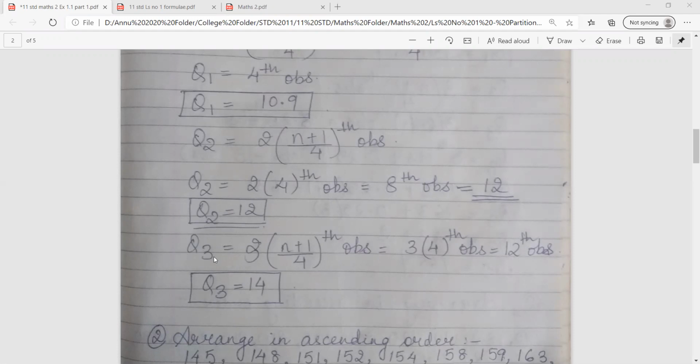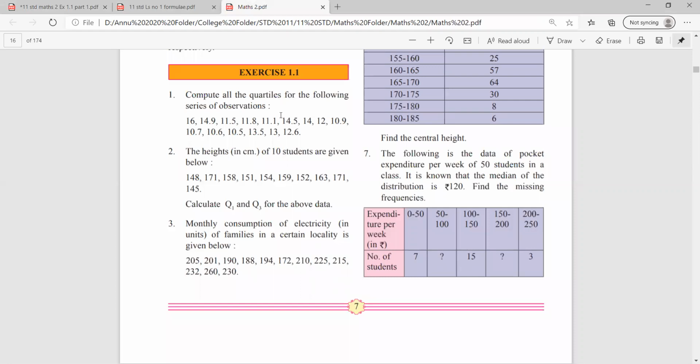Similarly, you can calculate Q3, 3 bracket open (n plus 1) upon 4th observation. Again, (n plus 1) upon 4 was nothing but the 4th observation. So 3 fours are the 12th observation. The 12th number in your ascending order is 14. With this, sum number 1 is over. I hope you all followed the first sum.